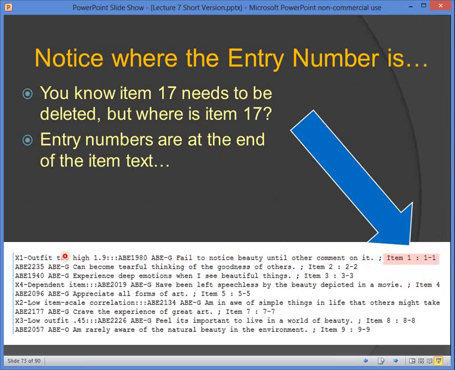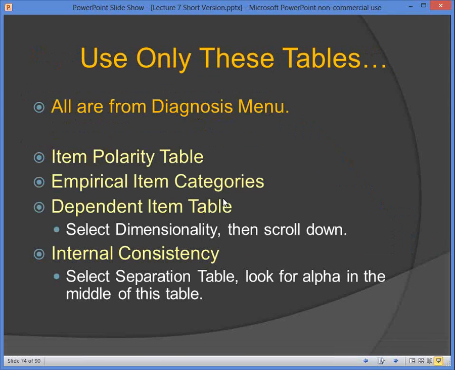So, for example, the first item, failed to notice beauty until others comment on it. That's item number 1, and you see this over at the end. So if you need to identify an item by its entry number, that's at the end. Obviously, you can also identify items by their phrasing or through their abbreviation. Okay? So every time you make a change, you're going to save your changes, and then you'll exit and restart WinSteps, because that's the workflow. So that's actually how you'll delete items.